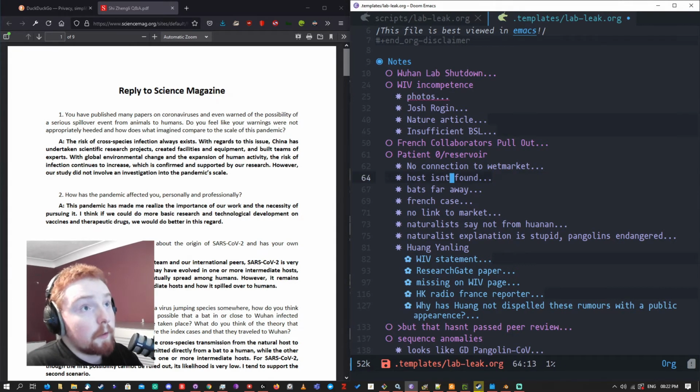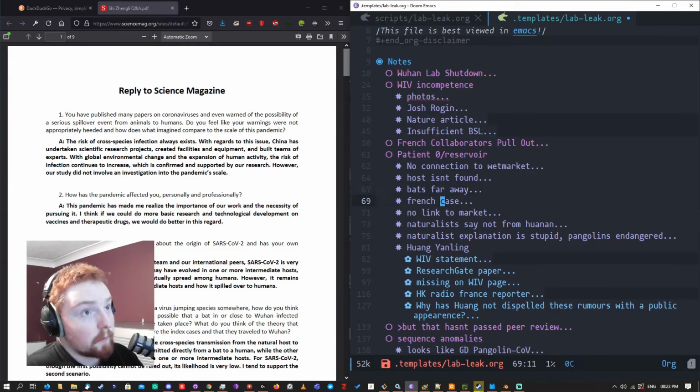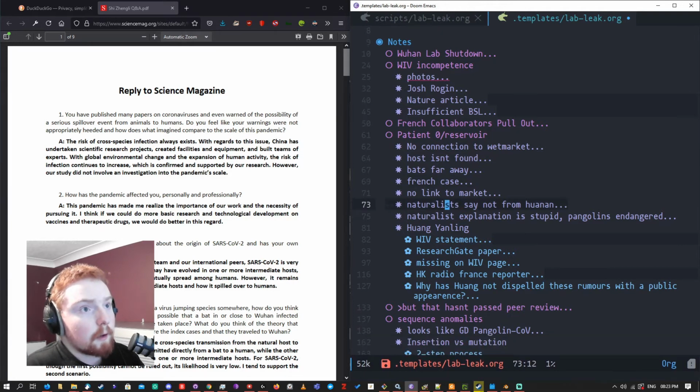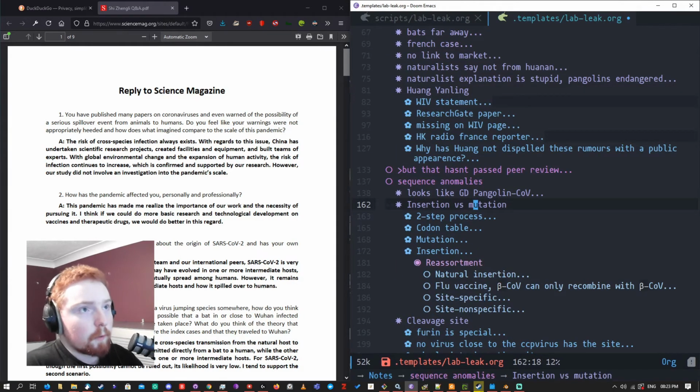Then there's, the intermediate host hasn't been found. The original patients had no connection to the Huanan wet market. The bats are far away, 1,500 kilometers, I believe, in Yunnan province, and they were hibernating at the time that this broke out. There was a French case on the 12th of December that I told you about. So I can go over the sequence anomalies as well. So the entire receptor binding domain, which is what allows it to bind to ACE2, identical to GD pangolin COV. Like, identical. Not identical to anything else, identical to this pangolin virus. So that looks like they've just kind of spliced that in there.